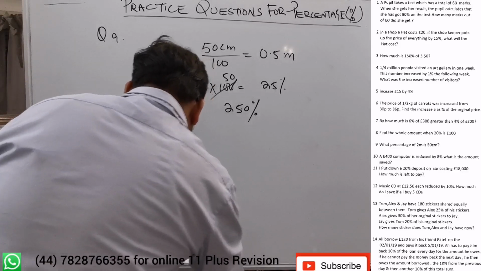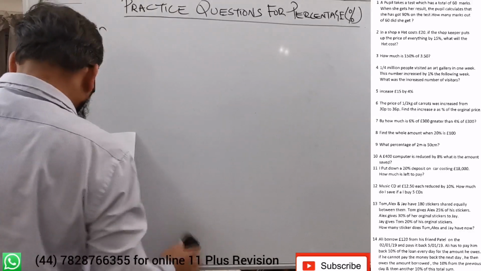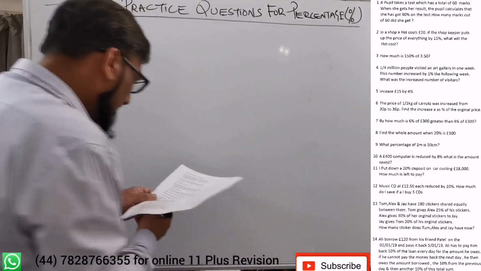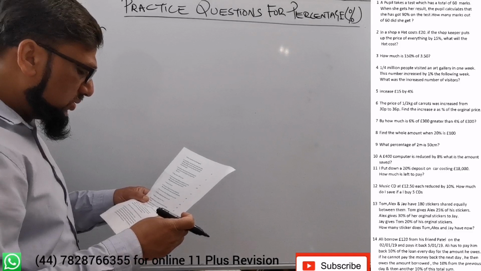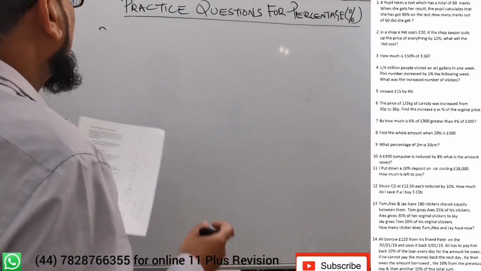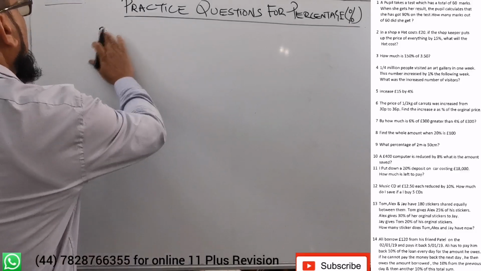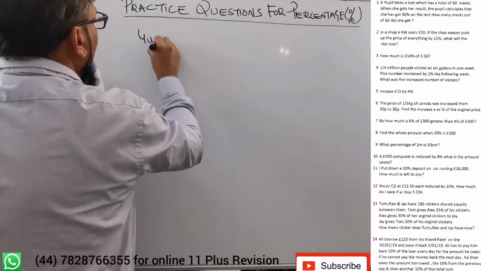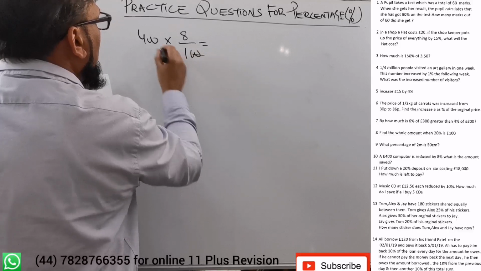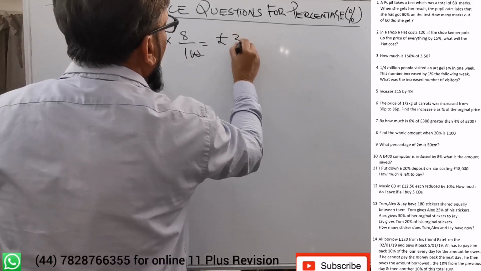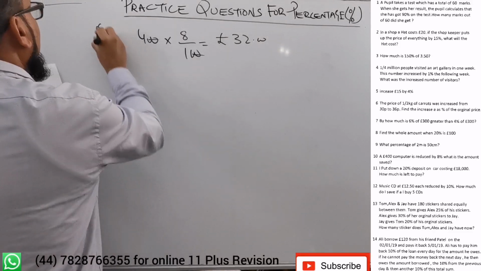So now move to question number 10. A 400 pounds computer is reduced by 8%. What is the amount saved? We need to find out how much you can save when we buy a computer with the price reduced by 8%. So the computer price is 400 and the price is reduced by 8%. So 8% means 8 over 100. These 2 zeros cancel. So it means you can save 32 pounds. Very simple question.